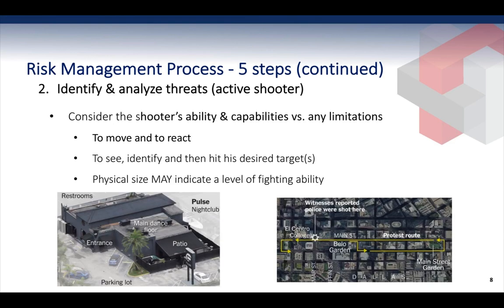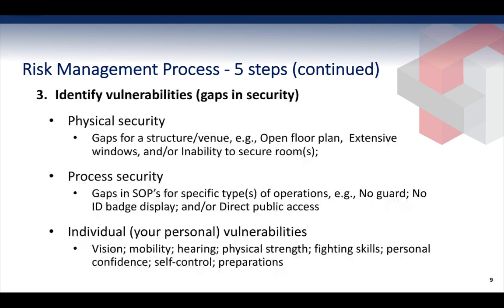The last step of identifying and analyzing the threat is analyzing the shooter himself: the shooter's ability to move and react, and the shooter's ability to hit his desired target. Is he shooting or appearing to shoot indiscriminately into crowds, or is he picking out individual targets from some distance away and shooting them? Also, physical size may indicate a level of ability to physically fight, which could be important if you were going to try to physically resist the shooter.